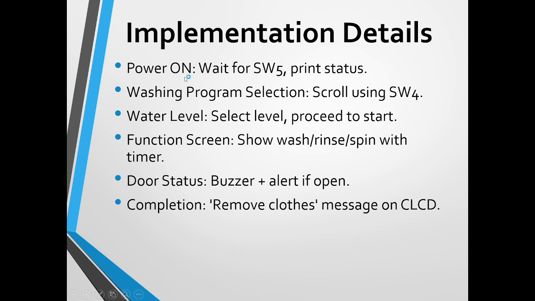So these are the implementation details. The power on screen is used to print the status of the washing machine. Then for washing program selection, we need to scroll using switch 4. To power on the screen, we need to use switch 5. We can select the water level, then different water levels, then we can select different functions. Then if the door is open, it will show us the alert that the door is open. And after completion of the operation, it will show the message on screen to remove your clothes.